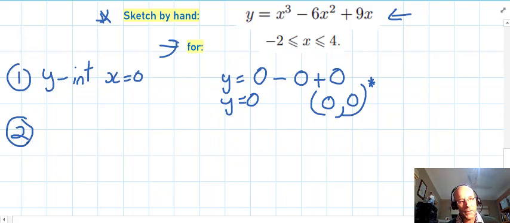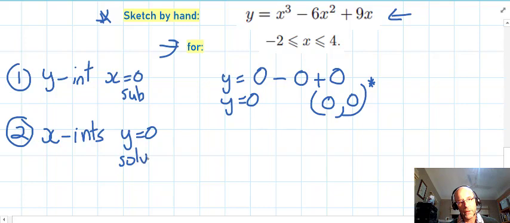Okay, the next one was the x-intercept or intercepts, the zeros some people might say, that correspond with the roots of the equation. So that means y equals 0. While the last one was a substitute, this one is a solve. So we've got to set it equal to 0: 0 equals x cubed minus 6x squared plus 9x.